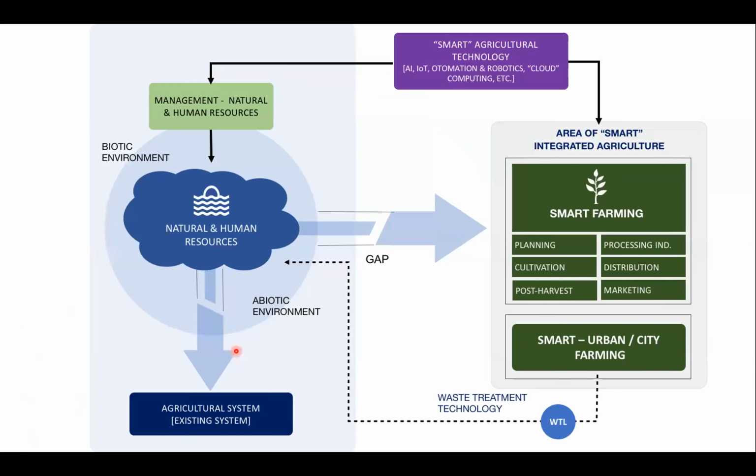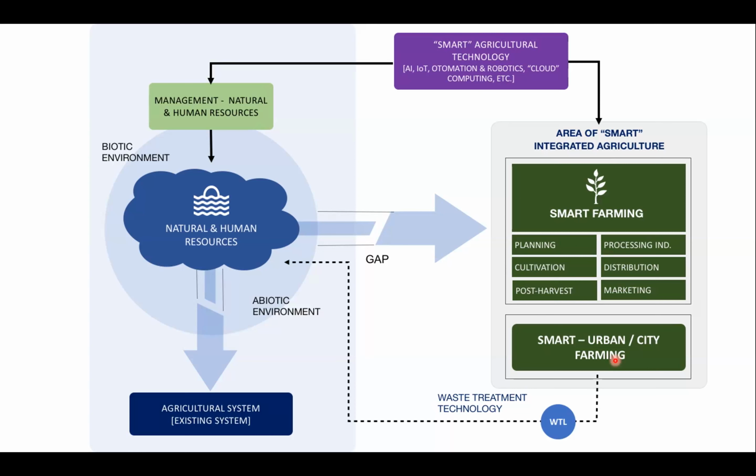This is the concept of how to develop the area of smart integrated agriculture on the right side. Please, you can see how to develop and design smart integrated agriculture, starting from planning, cultivation, post-harvest, distribution, marketing, then also smart urban city farming, etc.